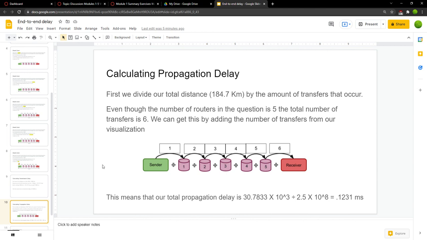This means that our propagation delay is our divided distance divided by the propagation speed, yielding 0.1231 milliseconds.